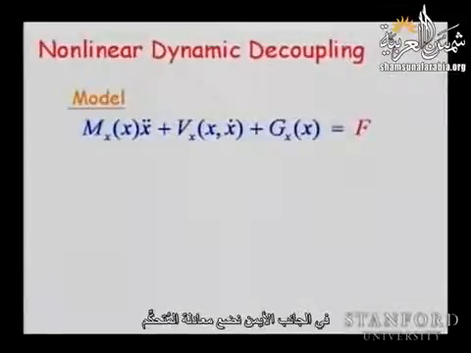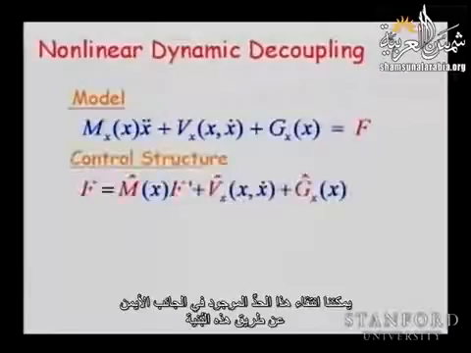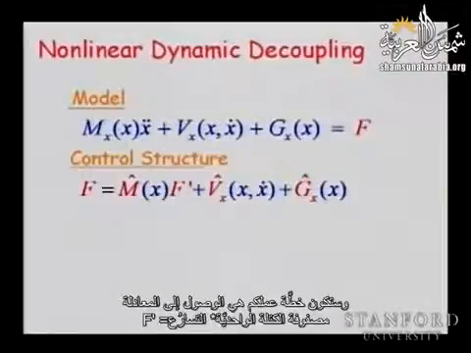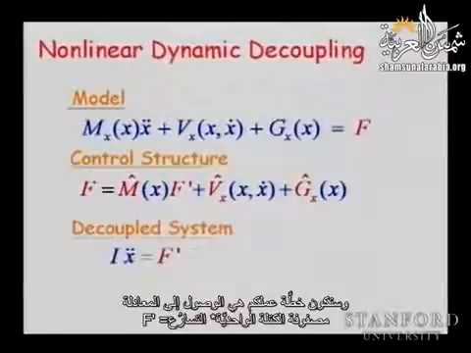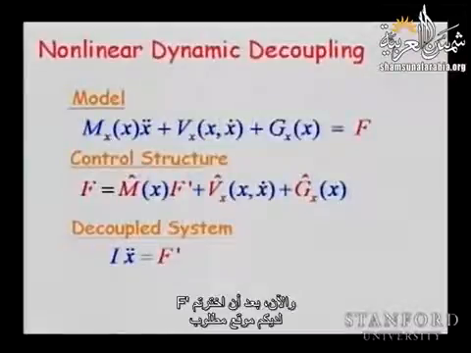On the right-hand side, you have your controller. On the right-hand side, this red thing can be selected in this structure. And once you selected this structure, if your estimates are good, you apply it to the system. Your behavior is going to be unit mass acceleration equal F prime. Okay? Unit mass acceleration equal F prime. Now you select F prime, whatever.